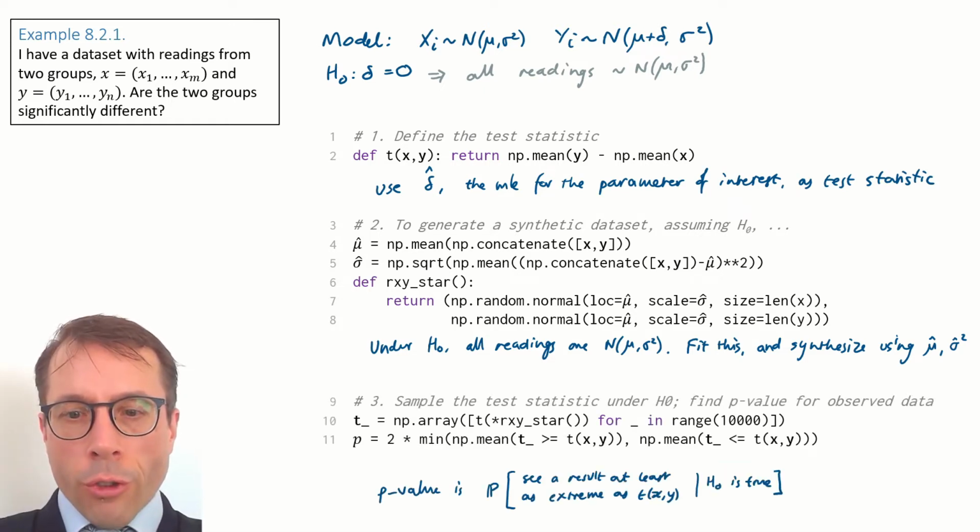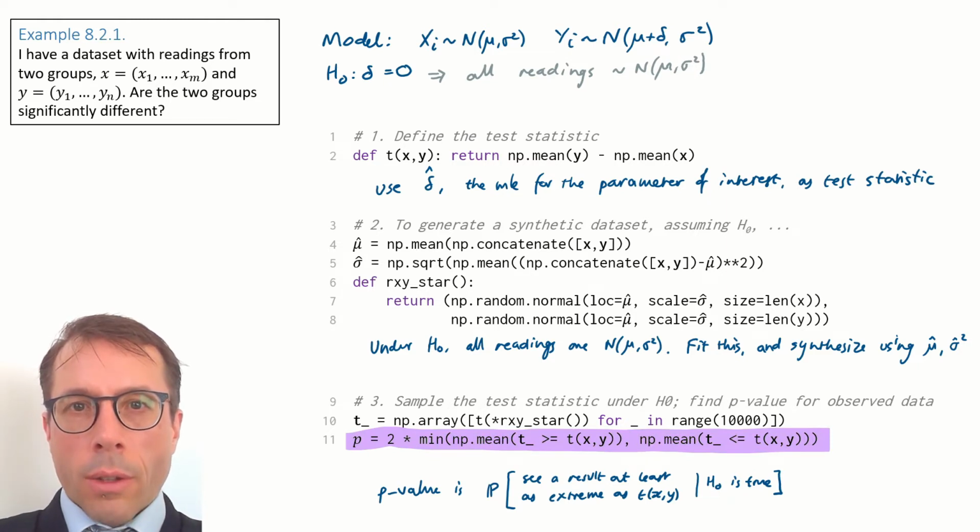Okay, on to Fisher's third step. Third step, generate lots of synthetic datasets and evaluate our test statistic for each of them, and then work out the p-value. The p-value is the probability of seeing a result at least as extreme as what we actually saw, namely t of x, y computed on the actual dataset we have, assuming H0 is true. I've got a very mysterious line of code here, line 11, which we do need to unpack.